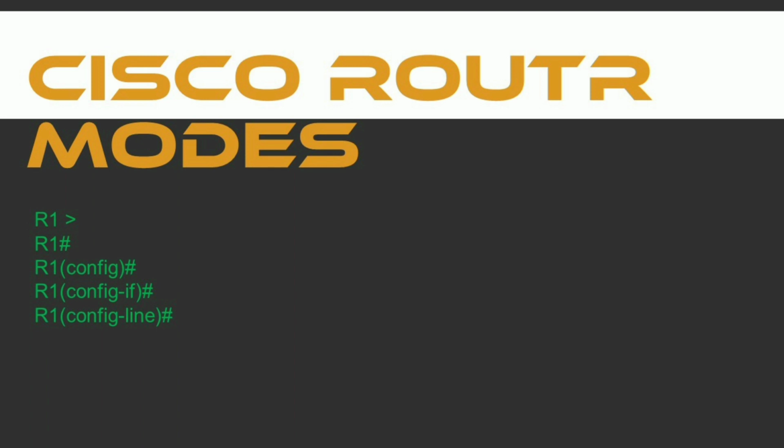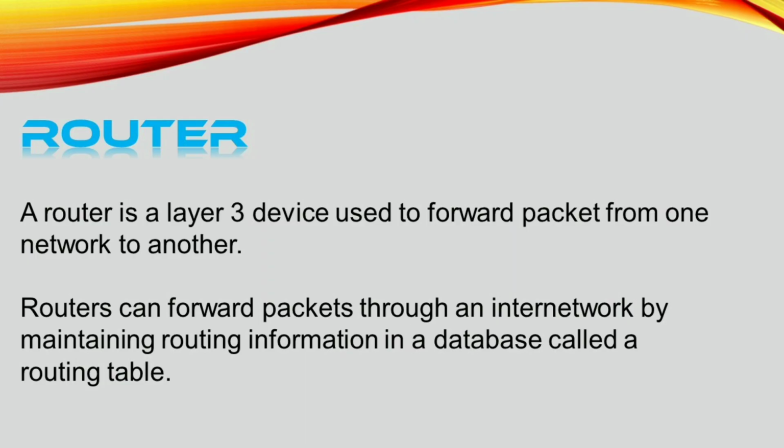In this video, I am going to explain about Cisco router modes and how they work in detail. A router is a layer 3 device used to forward packets from one network to another. Routers can forward packets through an internetwork by maintaining routing information in a database called a routing table.